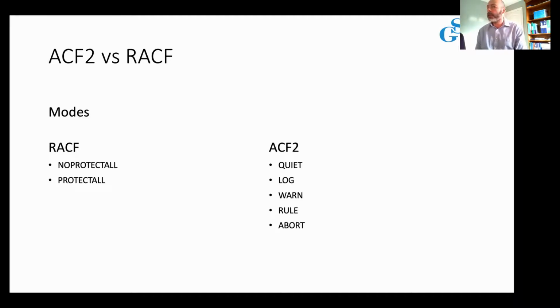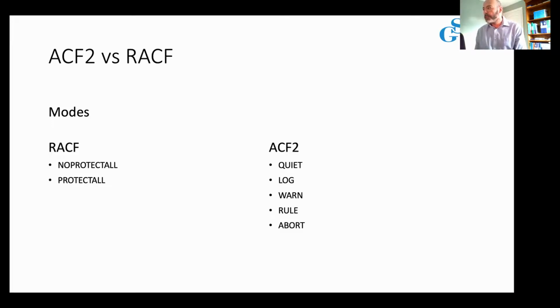There are two suboperands for protect all. One is warning, one is failure. If warning is set, it will not fail the request, but it will issue a warning. And if failure is set, it will fail any request to create or access a data set that is not RACF protected. And if a data set is RACF protected, normal RACF rules will apply.